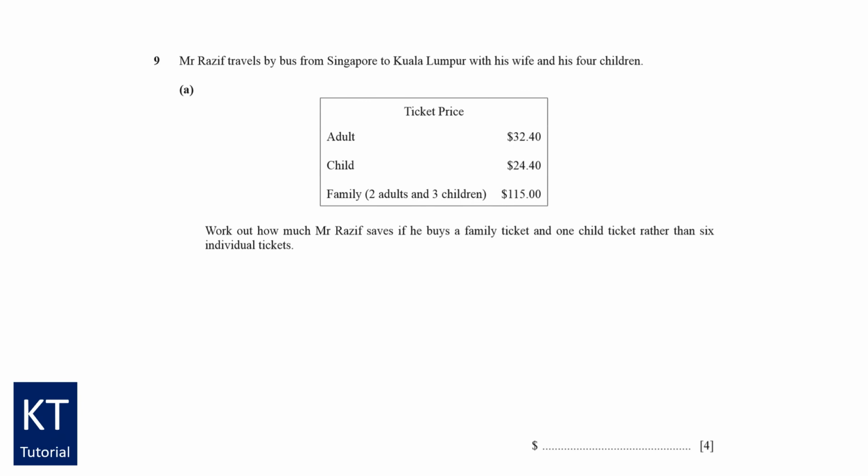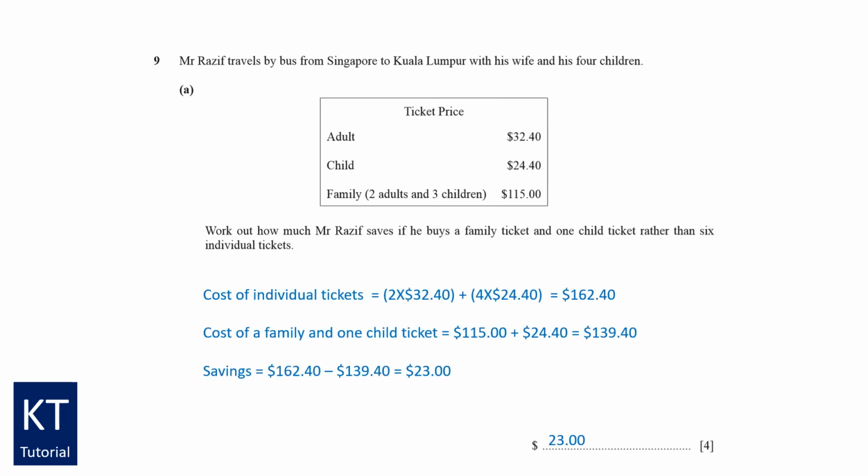Question 9. Mr. Razif travels by bus from Singapore to Kuala Lumpur with his wife and 4 children. Work out how much Mr. Razif saves if he buys a family ticket and 1 child ticket rather than 6 individual tickets. The difference between the two is $23.